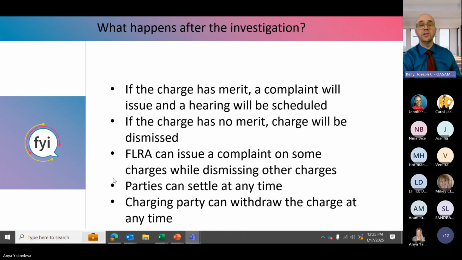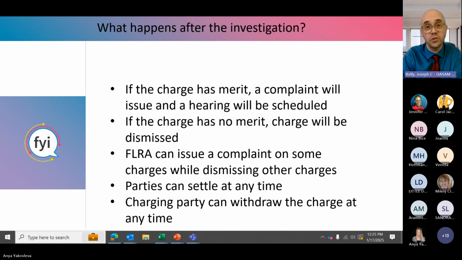So after the investigation, the FLRA determines whether there's any merit to the charge. They determined in an earlier phase that the charge is sufficient on its face, but now we move to the stage where we ask, does the evidence support the charge? If it does, then the FLRA will issue a complaint and a hearing will be scheduled with the judge. And if the charge does not have any merit, if the evidence does not show that there was a ULP, then the charge will be dismissed.